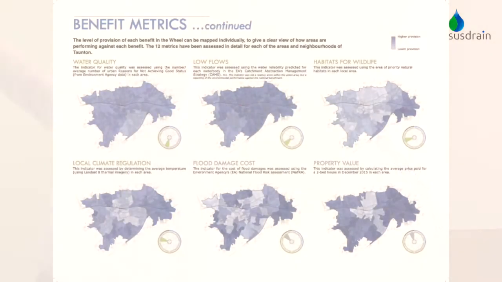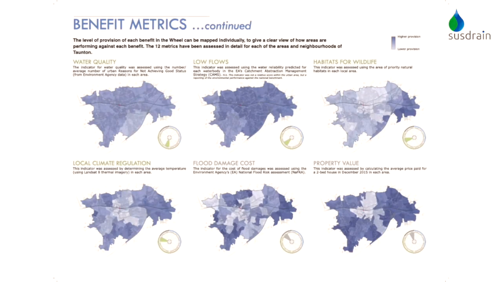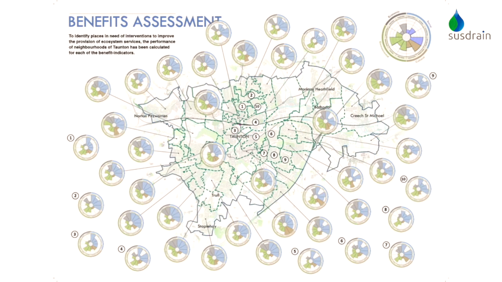And you can do this for most places. And there's the other 6: water quality, so the flows, habitats and wildlife, property value, a very important one, flood damage cost, and local climate regulation. It's a bit of an explosion map, but for all of the wards in Taunton, which is quite a small location, you then end up with effectively the benefits and opportunities wheel for each of those different wards.